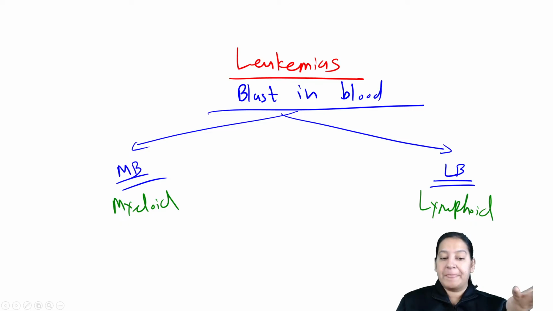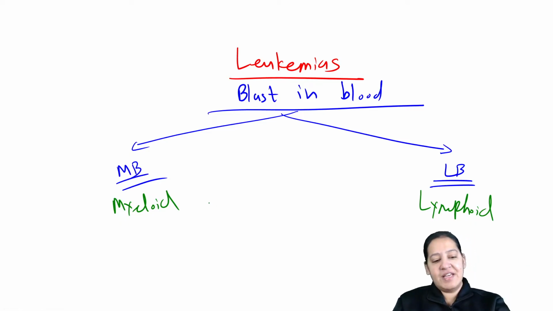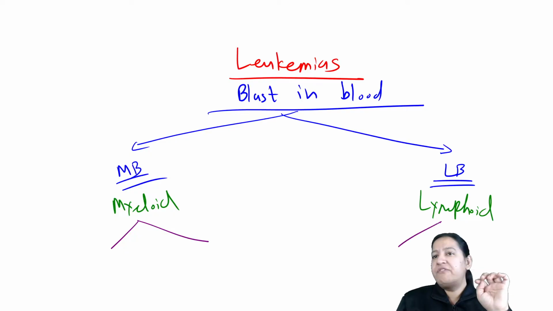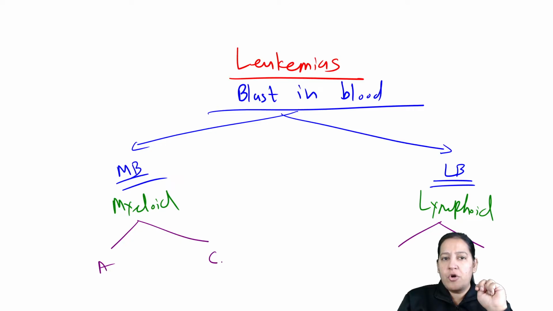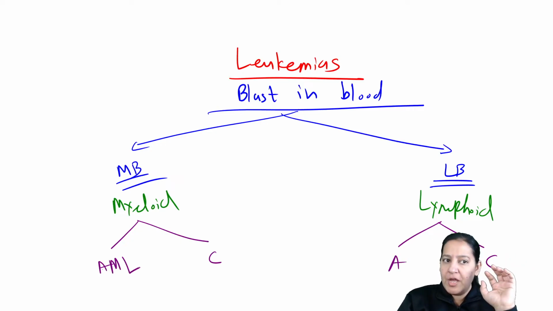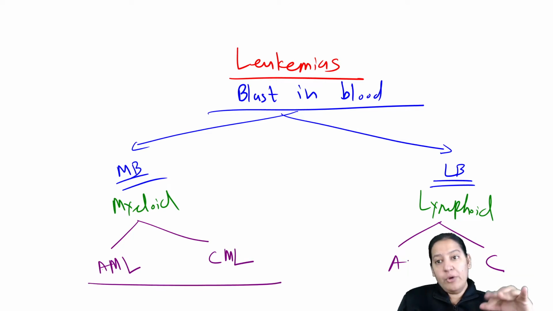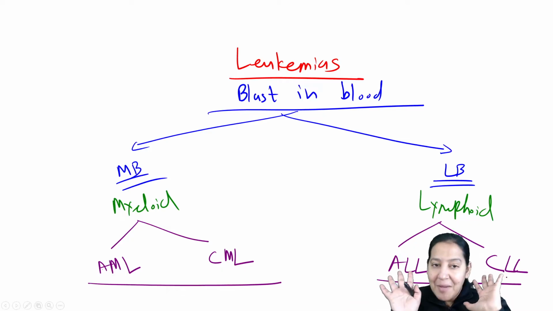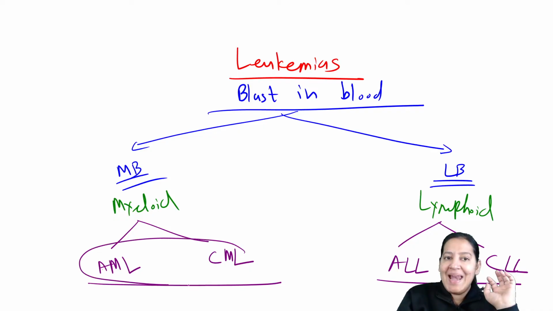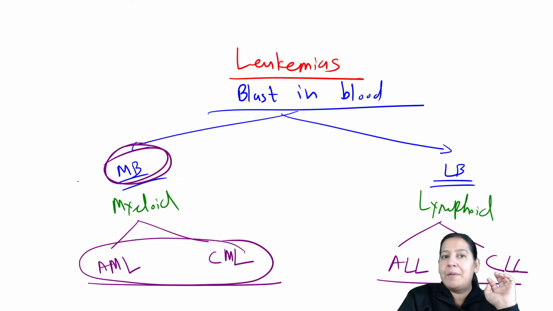Now, the next step, depending on whether it is acute or chronic, it is of further two types: acute, chronic. So acute myeloid leukemia, chronic myeloid leukemia, AML and CML, and acute lymphoid leukemia and chronic lymphoid leukemia, ALL and CLL. So the summary is that in AML and CML, myeloblast will be present in the blood.